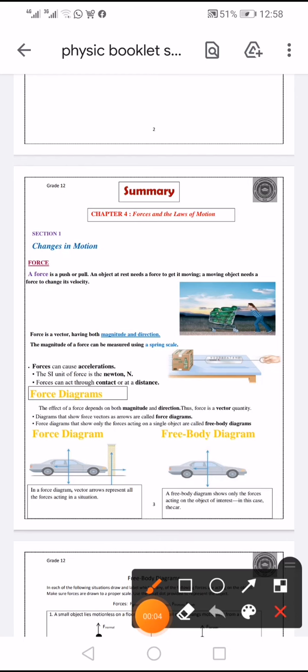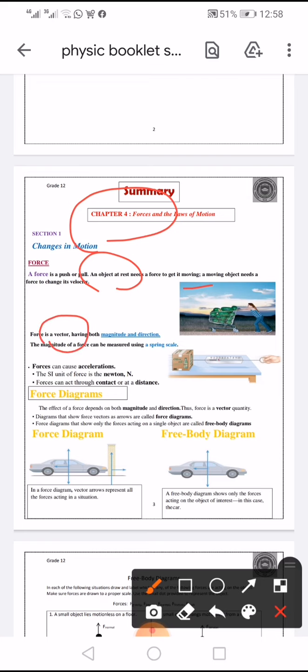Today we are going to take chapter 4, Forces and the Law of Motion. First, we should know the meaning of force. What's meant by force? Force is the push or pull. Any object at rest needs a force to get it moving. Moving objects need a force to change their velocity.